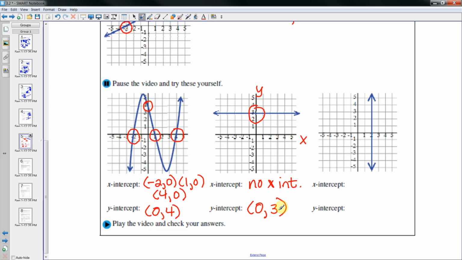Now the opposite happens when we have a vertical line. You can see on the vertical line, I am touching the x-axis, and I'm touching it at 2, comma 0, right there. But I'm not touching the y-axis at all on this one, so there's no y-intercept, because I don't touch the y-axis at all. You can't have an intercept if you don't touch the axis.